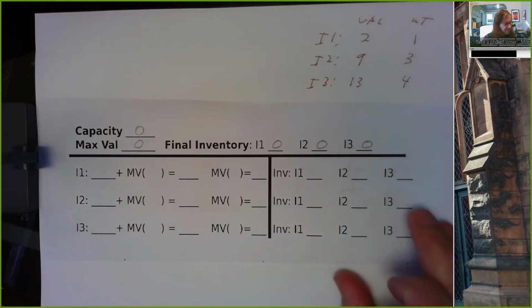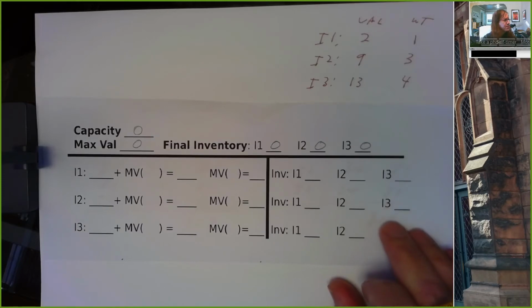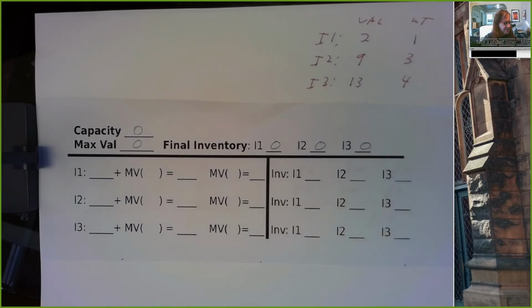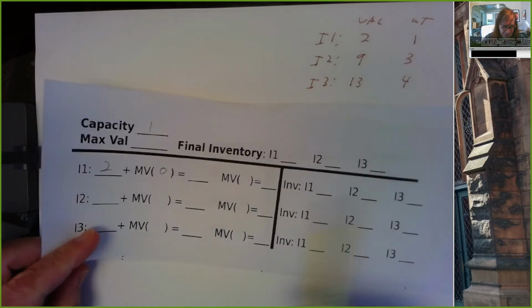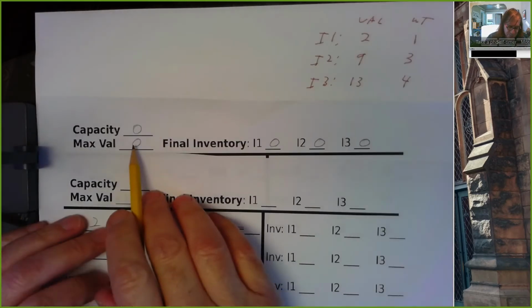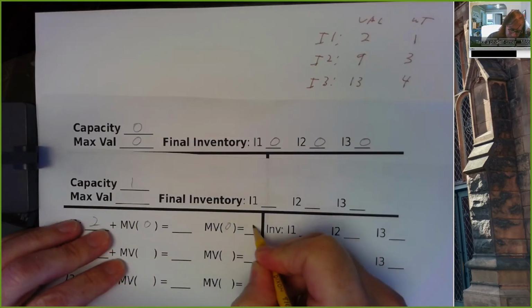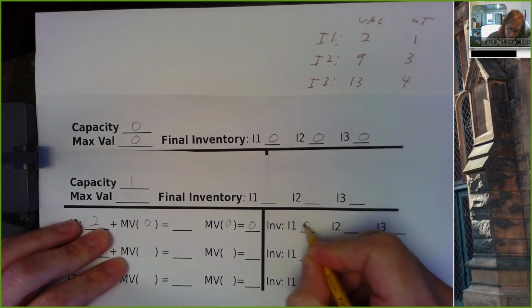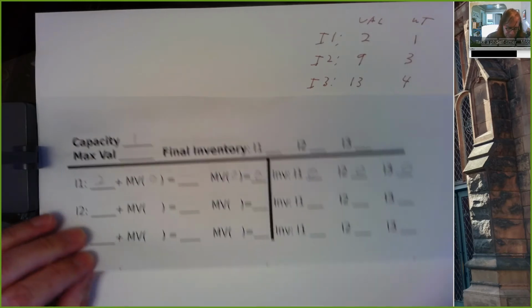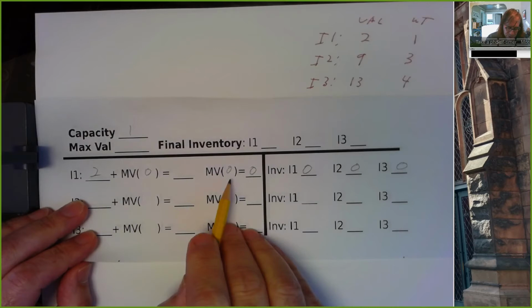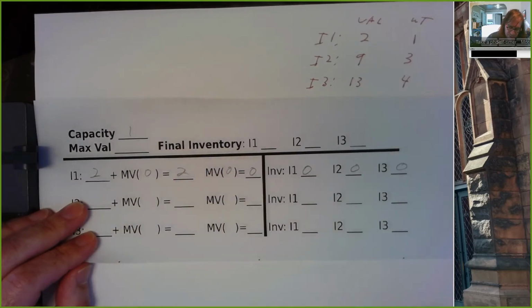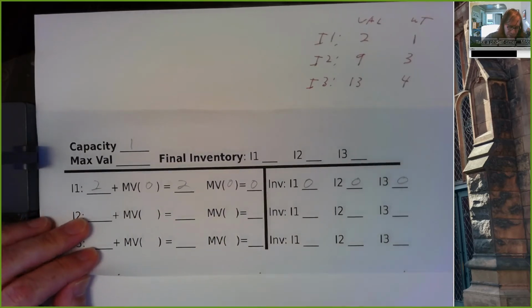All right, so we can return from our recursive call to max val 0, and now we can perform this calculation. So what did max val 0 do? It told us that the maximum value is 0 and the inventory is 0. And so now we can calculate 2 plus max val of 0 is 2.